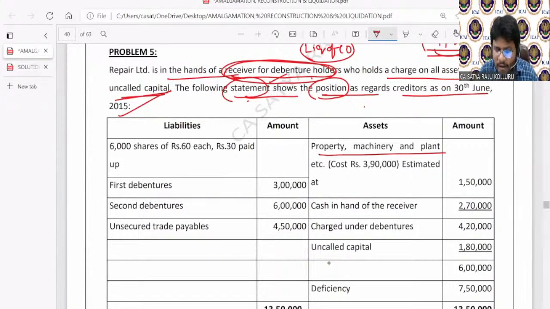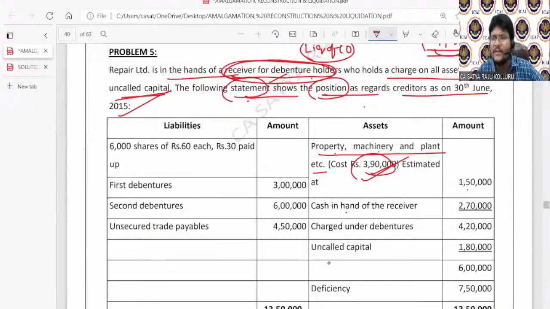Property, plant and equipment, etc. cost 3,90,000, estimated at 1,50,000. In the balance sheet, whether you show it at cost price or estimate, cost price only. Sir, you don't think about the receiver for debenture holders statement. You don't know anything. But from the given information, you can easily build the balance sheet, right? That is, property, plant and machinery, you should record at cost price 3,90,000 in the balance sheet, not at 1,50,000.